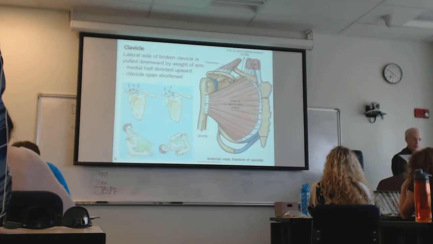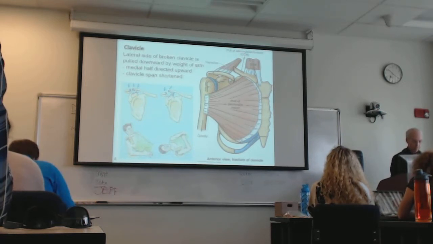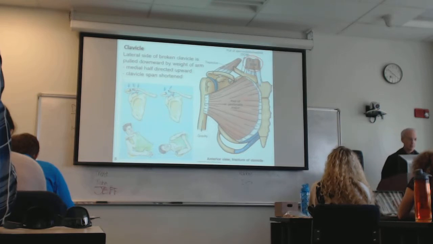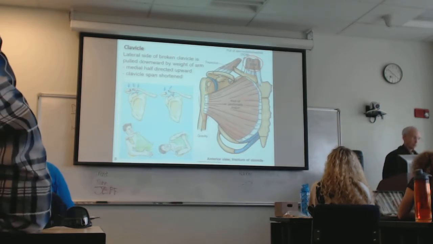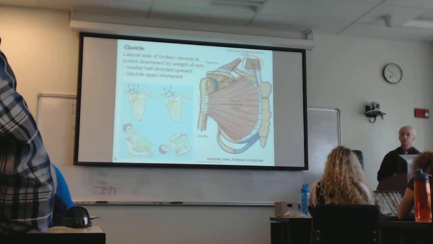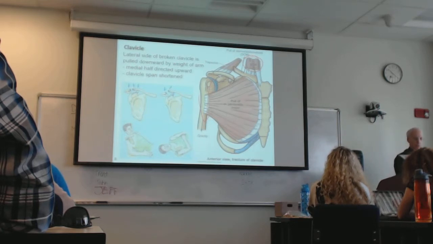But this is commonly what happens. So you typically have proximal distortion of the bone superiorly by the force of the SCM. You can see the SCM attachment there. And then the weight of the distal limb tends to pull the lateral half down. So you often get something like this. And then they typically reduce the bone.